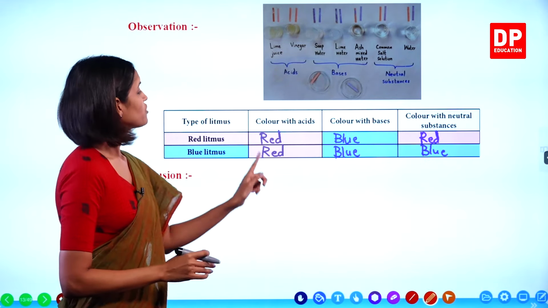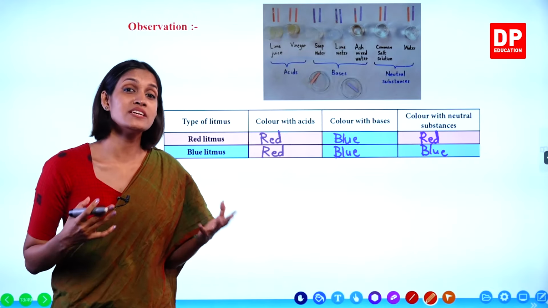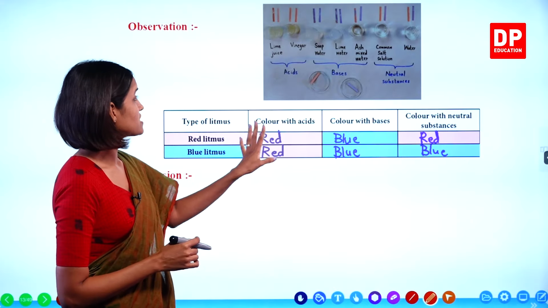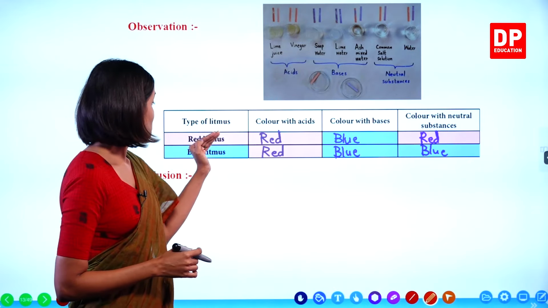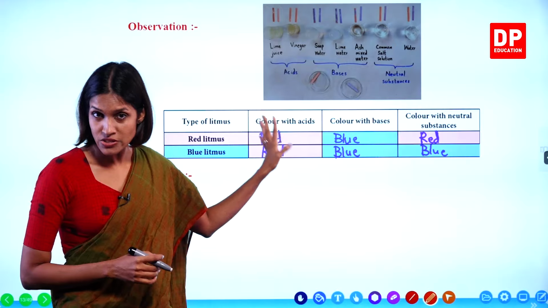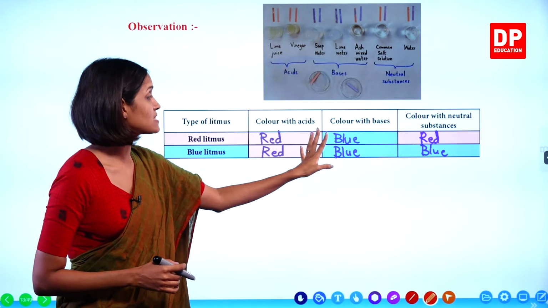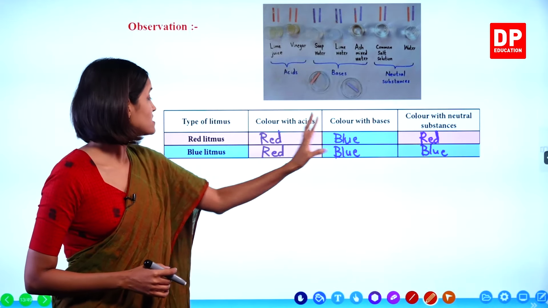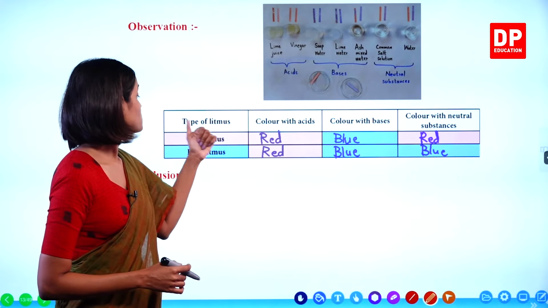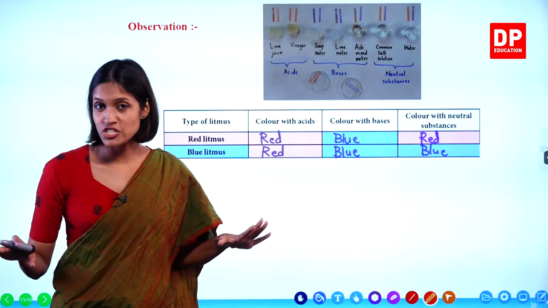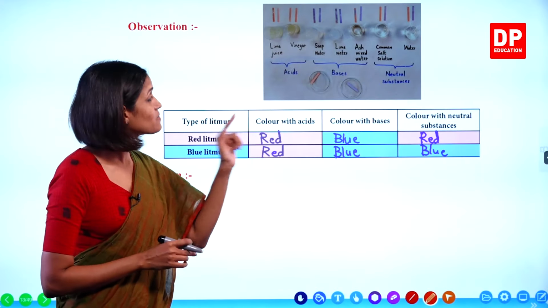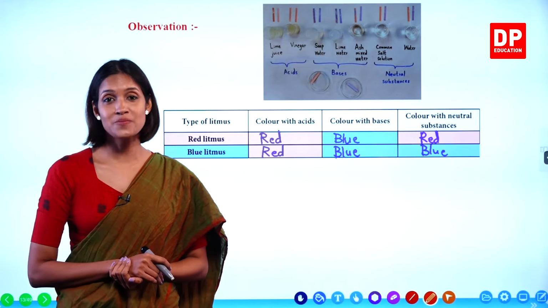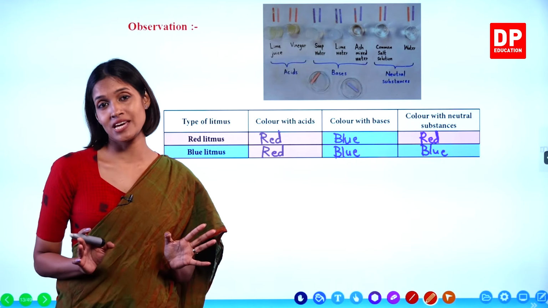Right. So after doing this experiment, what is the conclusion, children? What can you decide after doing this activity? With the presence of acids, red litmus and blue litmus both show red color. With the presence of bases, the color of the litmus is blue. And with the presence of neutral substances, any type of red or blue litmus does not change the color. Therefore, litmus paper can be used to identify acids, bases and neutral substances, which means it's a good indicator.